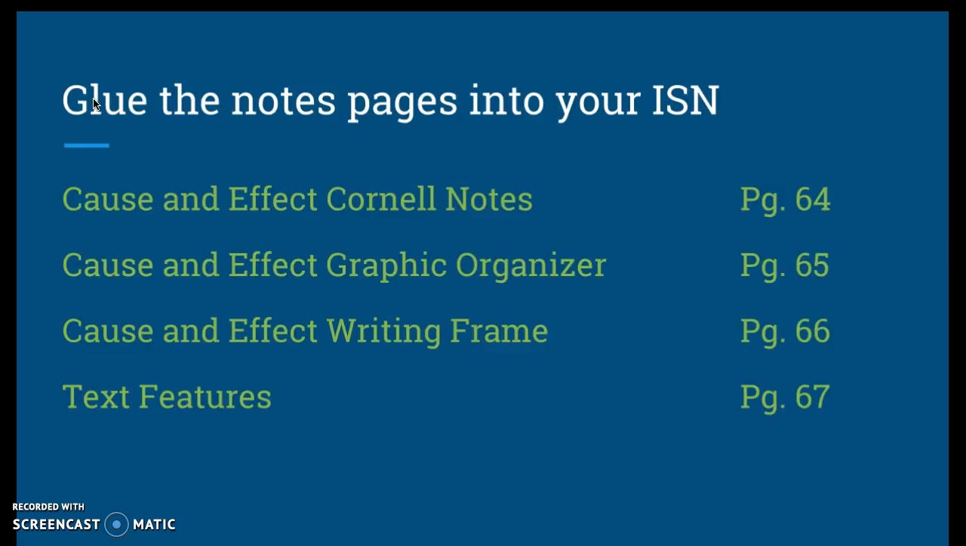So first things first, you need to glue these pages into your notebook. Cause and effect Cornell Notes goes on page 64, cause and effect graphic organizer goes on page 65, and the cause and effect writing frame goes on 66. You'll notice that there's no reading passage with this one. I decided to skip it for today. I wasn't very happy with the reading passage that was provided and didn't want to bother with it. And then the last thing, text features, needs to go on page 67.